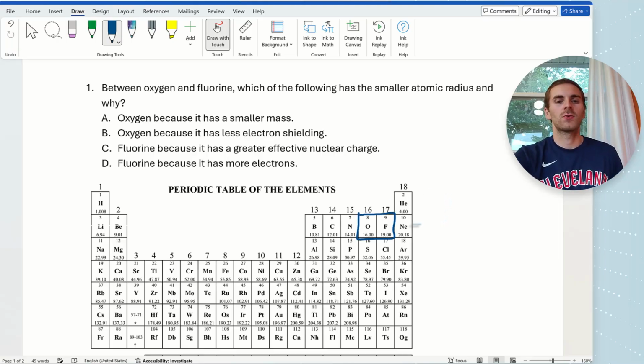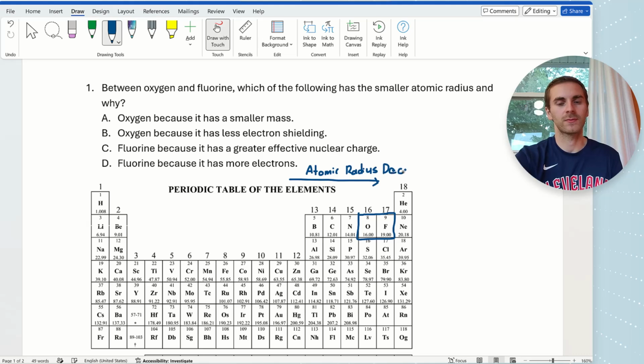Okay, so when they're in the same row, the trend for atomic radius is that as we go from left to right, the atomic radius decreases from left to right. Which means that fluorine is going to have the smaller atomic radius because it's farther to the right. So it's not going to be oxygen. So it's not going to be A or B.